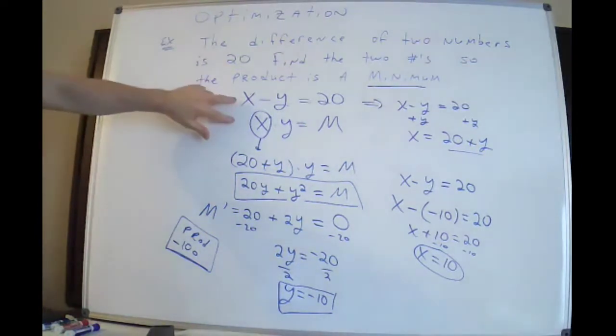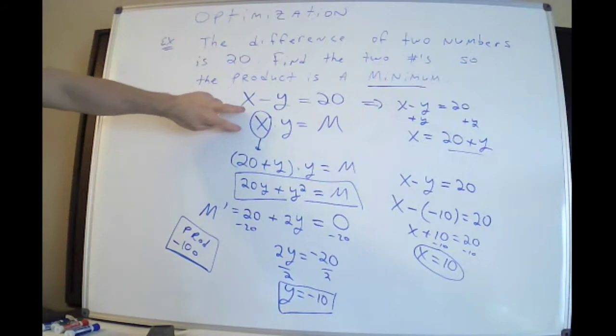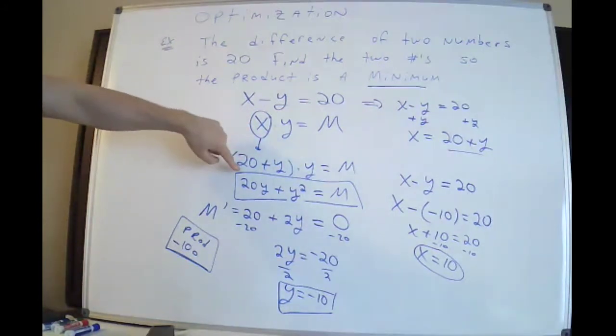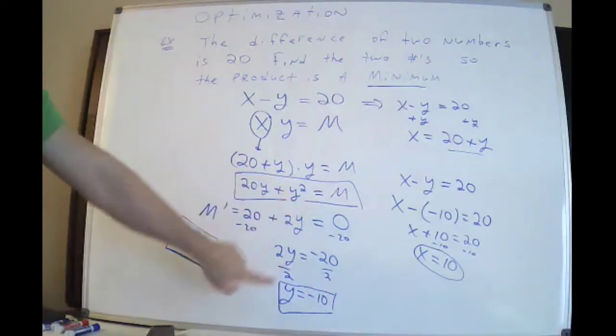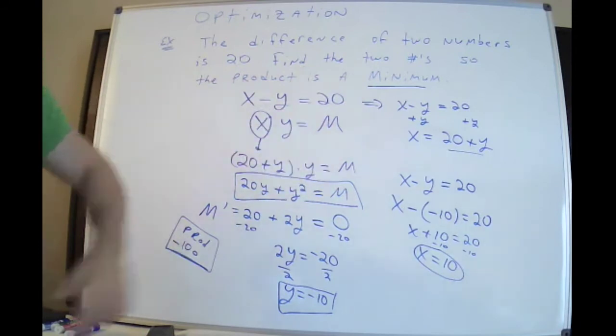All right. So again, I wrote my two equations. I solved the top one for one of the letters and put it in the max equation or the min equation. Multiplied it out, took my derivative, set the derivative equal to zero, solved. That only gives me half of my answer. Then I got to go back and get the other answer.